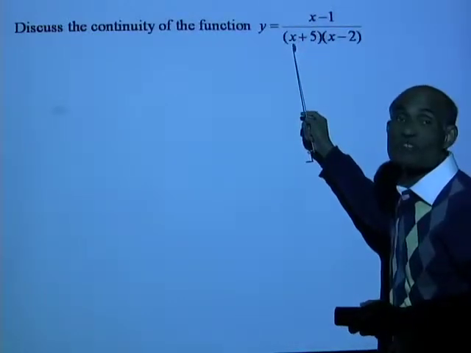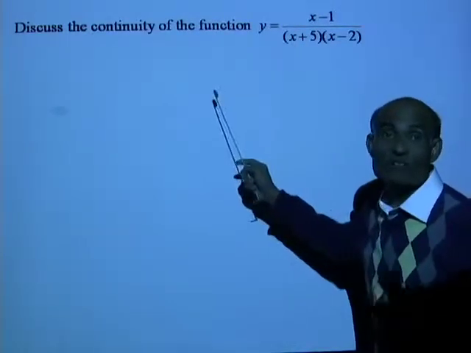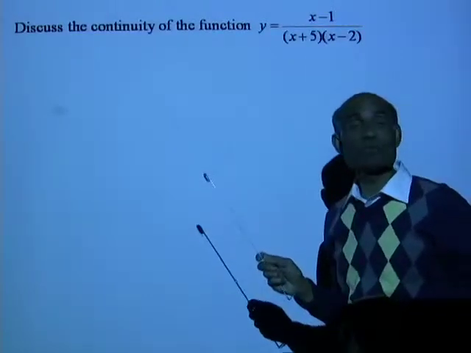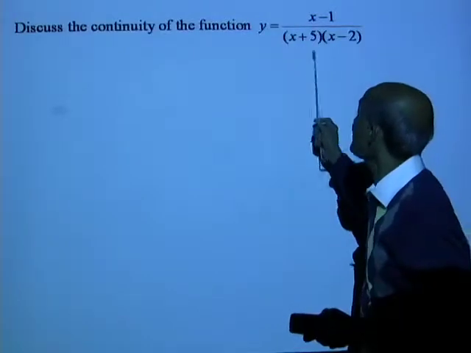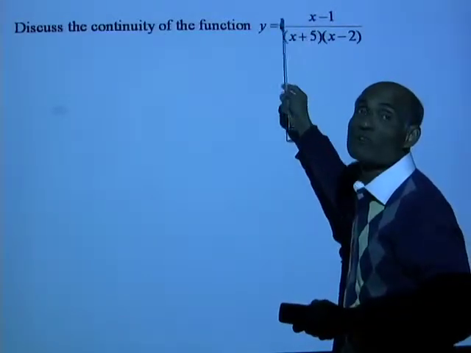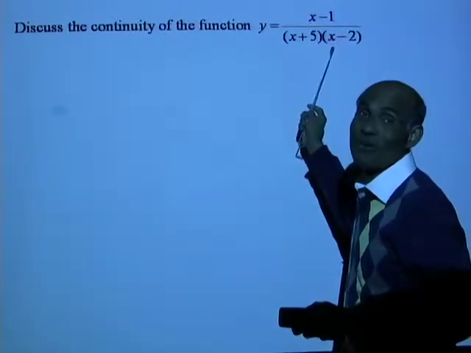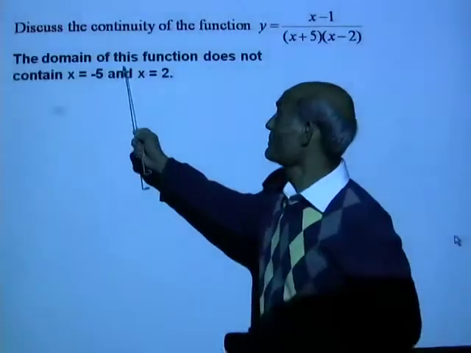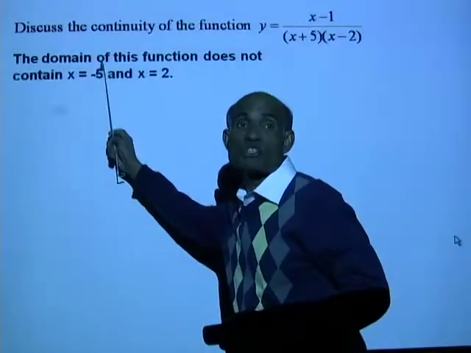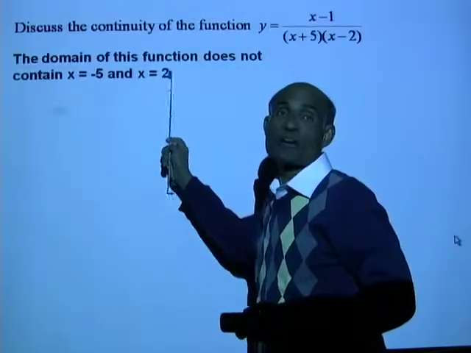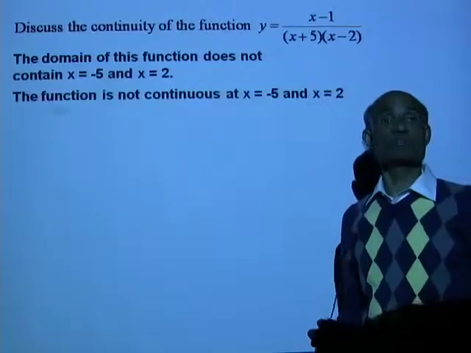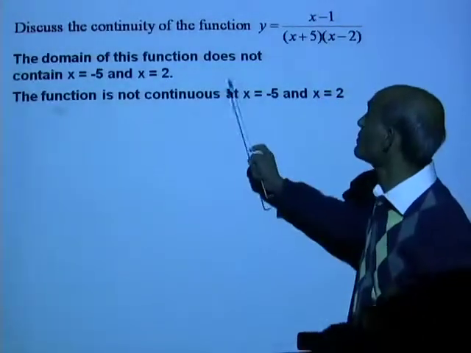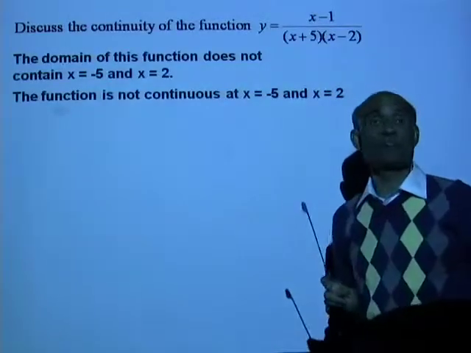That means x equals -5 is not in the domain of the function. Similarly, when x minus 2 equals 0, the denominator will be 0 and there will be no meaningful output. So x equals 2 is not in the domain of the function. So the domain of the function does not contain x equals -5 and x equals 2. That means the function is not continuous at these two values of x.